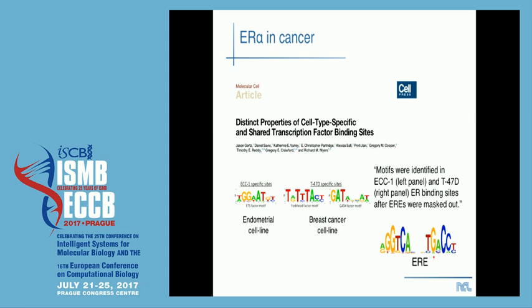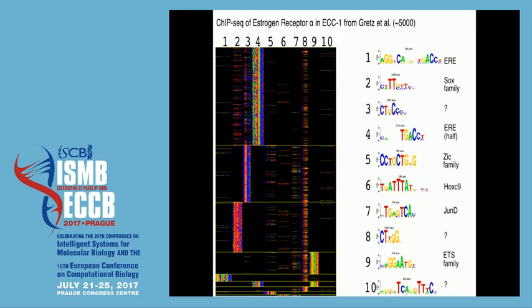Okay, and this is how they got the motifs. The motifs were identified after the EREs, which are the known direct binding sites, were masked out. Okay, the traditional way of finding motifs. So when we applied module diversity to this, which was around 5,000 sequences, we get this.